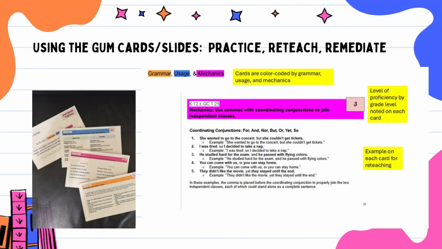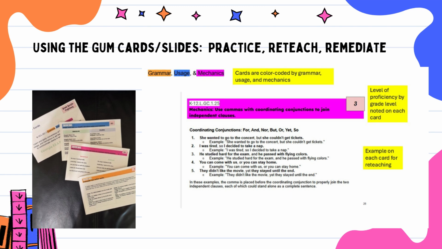Now let's look at the companion resource. In addition to the assessment bank, you've also been provided with the GUM cards or slides. These can be used as remediation cards, mini lesson slides, bell ringers, small group practice, or quick reteaching tools. These can actually be printed on 8x5 cards, or you can use them as slides. If you'll notice here in the photo, each card includes the standard and the grade level of proficiency. You'll notice that in the upper right, it's in a pink box. For example, the one on the screen is 3rd grade. And there is an example of the concept for practice or reteaching.